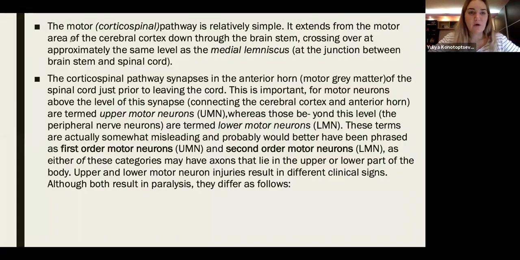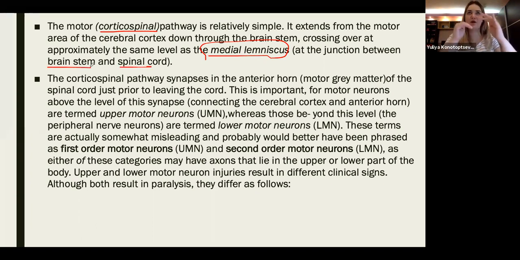Okay, we talked about this part before. You need to remember where do corticospinal tracts cross? It's very important to remember where they cross. Approximately at the same level, we call that level medial lemniscus. Medial lemniscus is a junction between spinal cord and brainstem. It's the area where medulla oblongata and spinal cord meet up. Okay, so that's what medial lemniscus is.